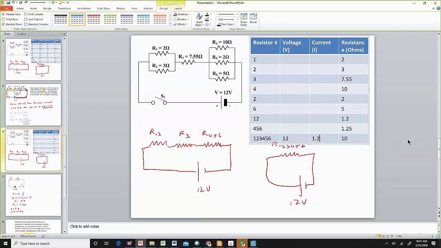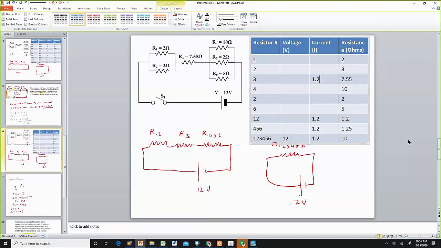Okay, and my current for R1, 2, 3, 4, 5, 6, because I got 1, 2, 3, 4, 5, 6 from the series resistor, and resistors in series have the same current. So I automatically know that this is 1.2, this is 1.2, and this is 1.2, because they were in series.